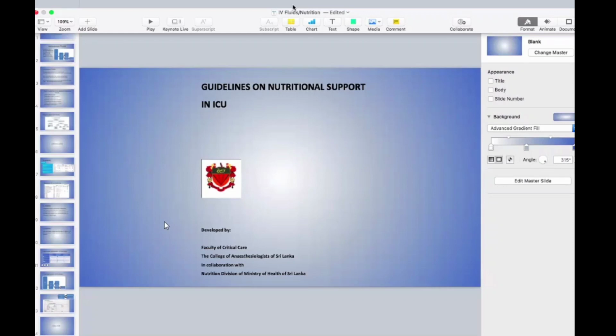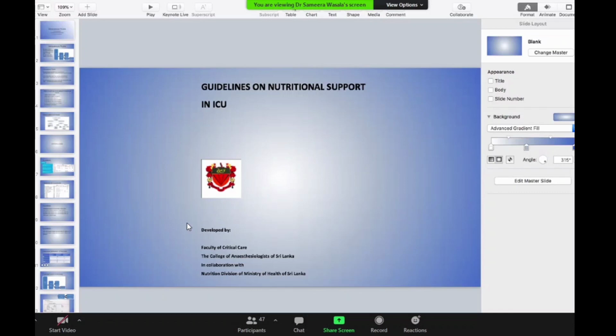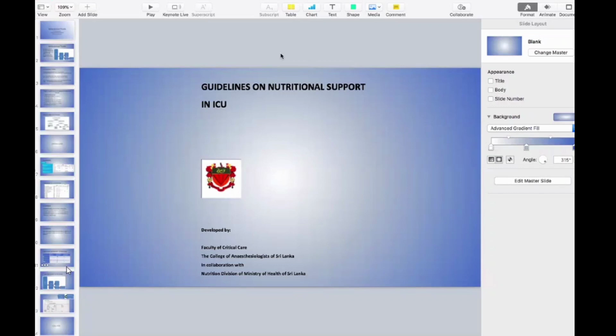Questions, Tinalamai? The cardiac overload, what we will do, sir? Any questions? I can't hear. There is a cardiac overload following IV fluid. How we manage it, sir? Cardiac overload following IV fluid.